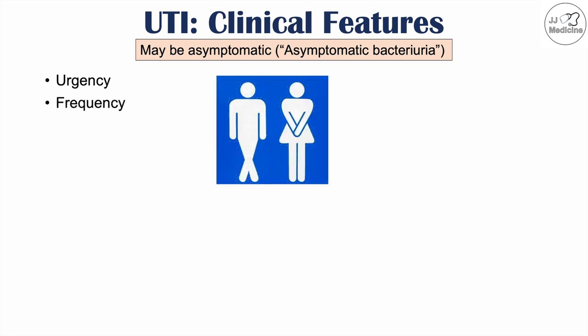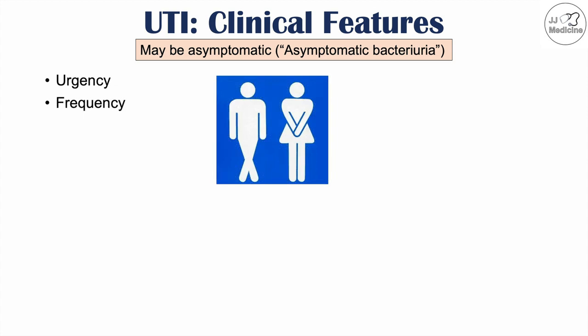Now let's talk about the clinical features of a UTI. We mentioned before, UTIs may be asymptomatic, and we would call that asymptomatic bacteriuria. But in a UTI, we're going to have the following symptoms. Urgency, so a feeling or an urge to go to the washroom very quickly. So you need to urinate very quickly. Frequency, so an increased frequency of urination, even with smaller urine volume.